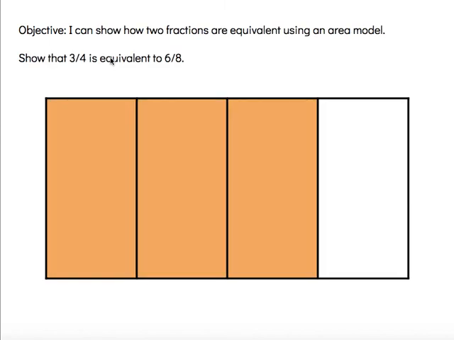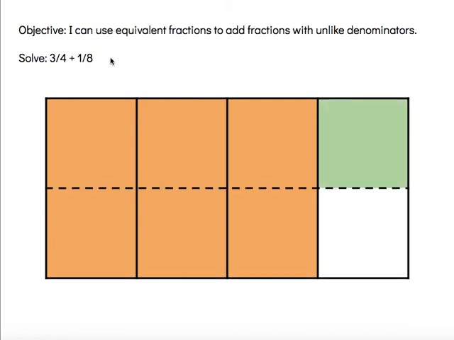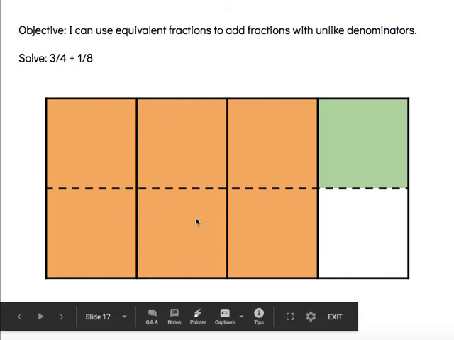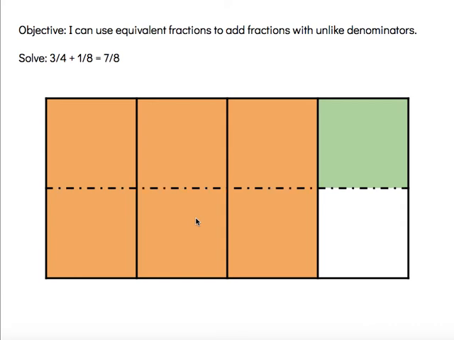Now let's show that 3/4 is equivalent to 6/8. So like I did before, I can just go ahead and cut that into 8 pieces instead of 4 pieces. And you can see that 3/4 becomes 6/8. And then I can add something like 1/8 to 3/4. So then 3/4 or 6/8 plus 1/8 is equal to 7/8.